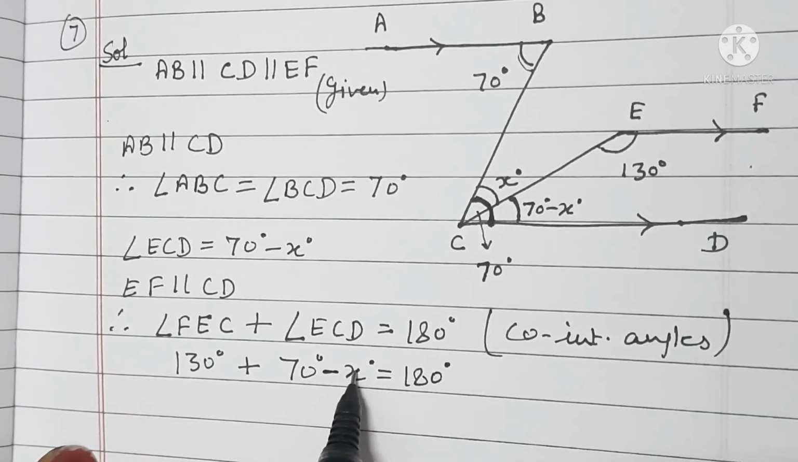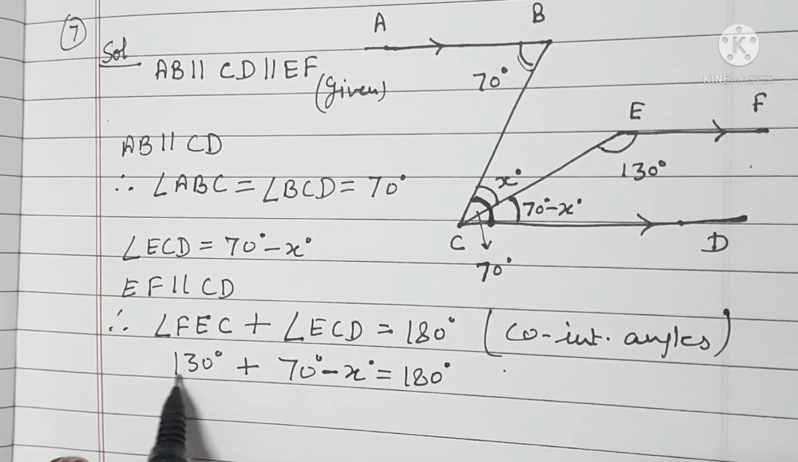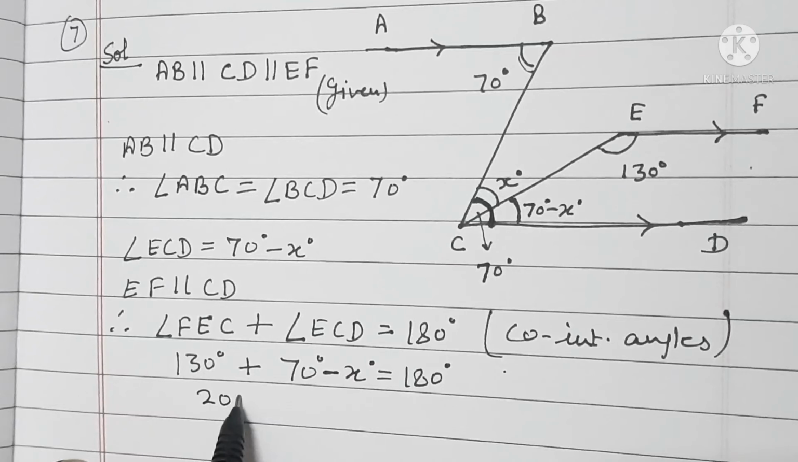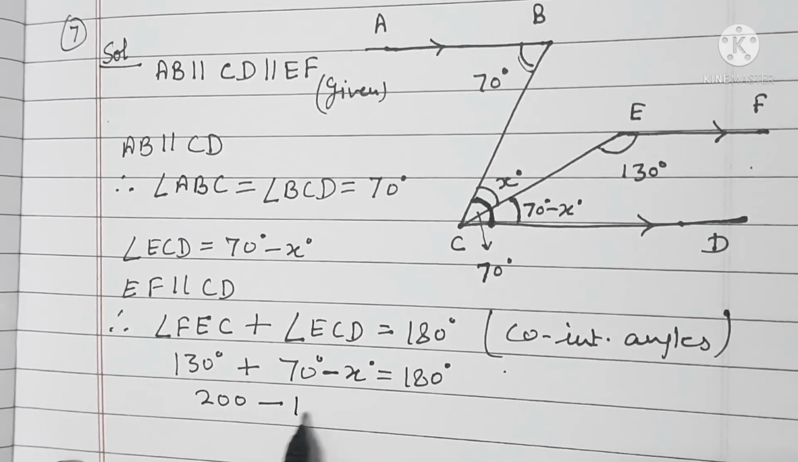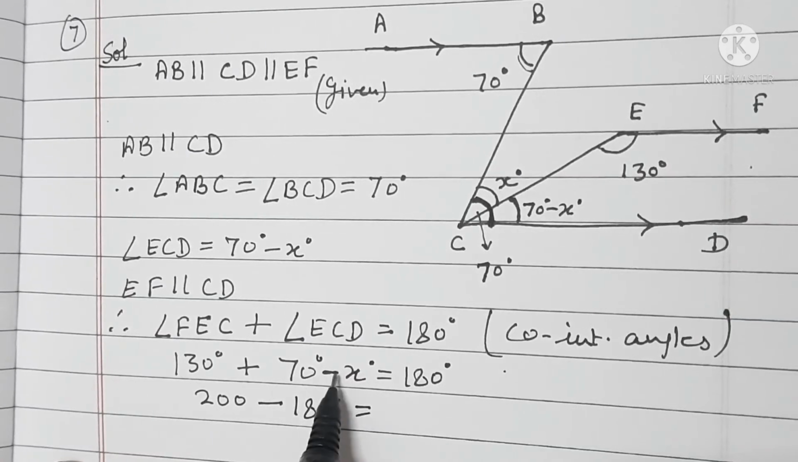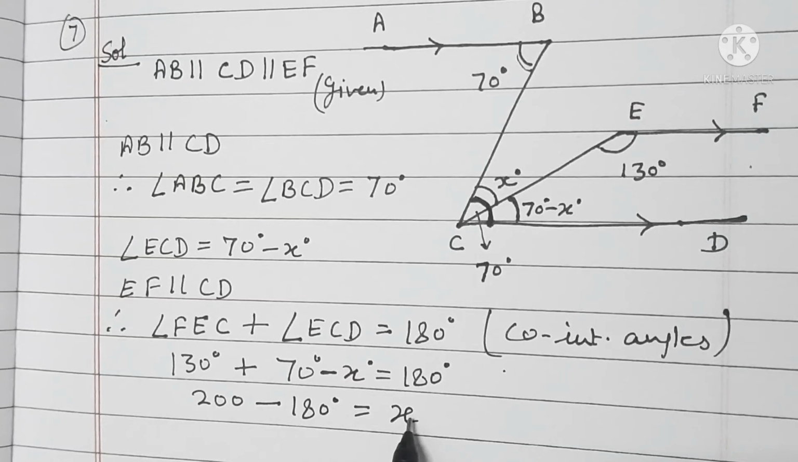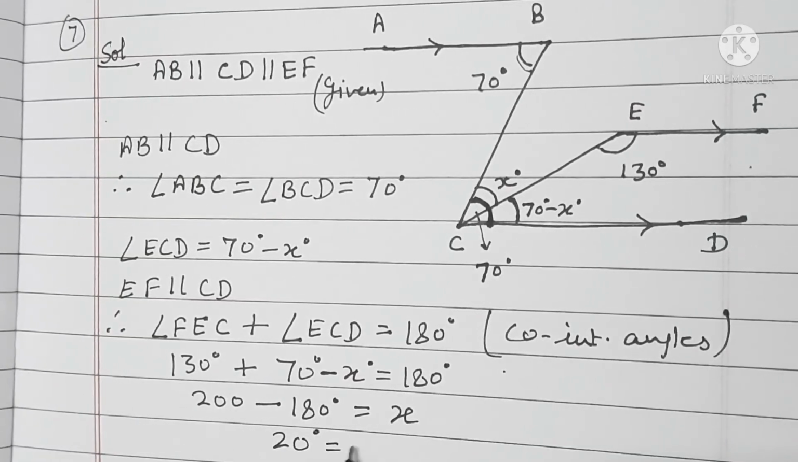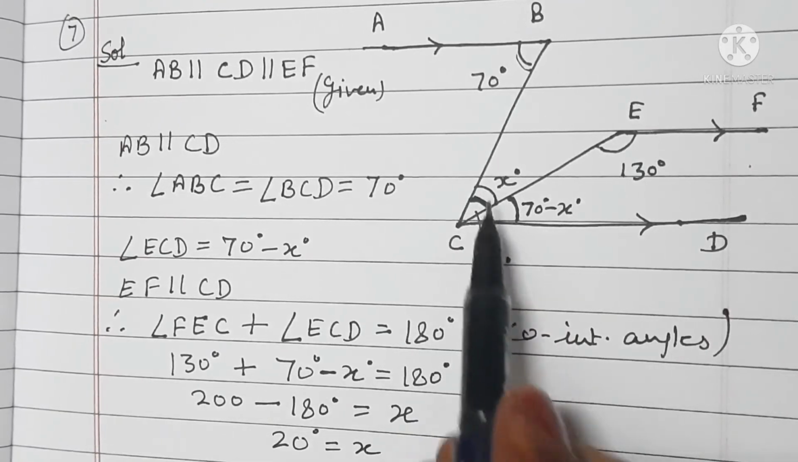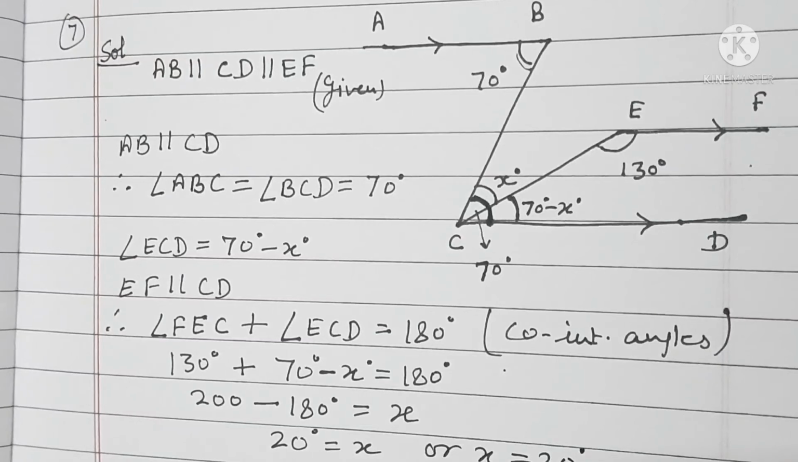You will take X on the right side and 180 to the left side. So this becomes 200, 130 plus 70, 200, and when taking 180 to the left, this becomes minus 180 degree, and this X becomes plus X on the right. So here subtracting, you get 20 degree. You will get the value of X is equal to 20 degree. Answer.